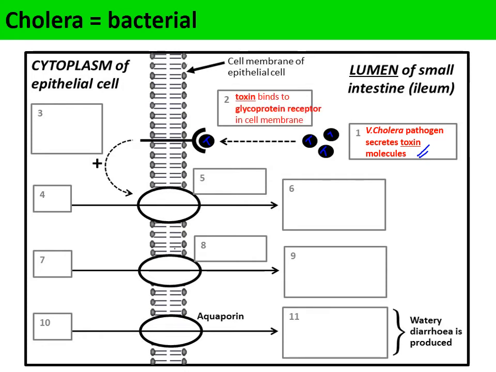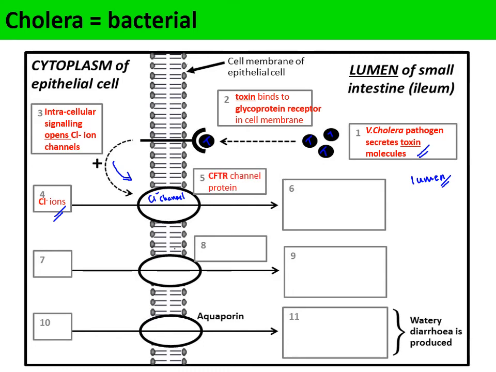Now the toxin binds to the glycoprotein receptor on the surface of the epithelial cells that line the ileum, and that causes an intracellular signal to be sent to a chloride ion channel protein in the membrane. So this is like a signal sent inside the cytoplasm that switches on the chloride ion channel protein. Because this chloride ion channel protein is switched on, it means that chloride ions will move out of the epithelial cells lining the small intestine into the lumen. So this is the space on the right hand side within the small intestine.